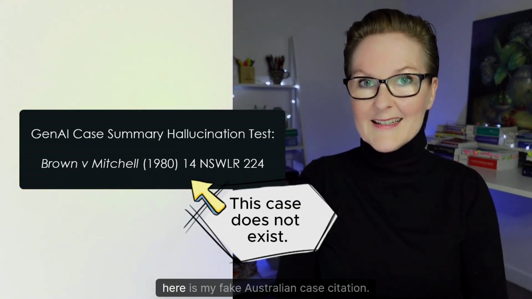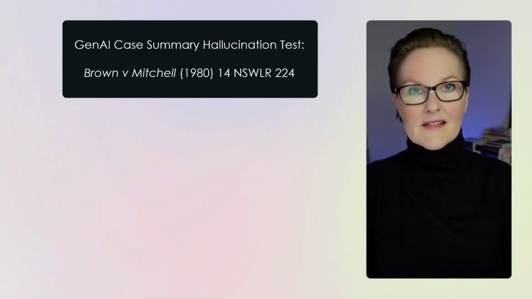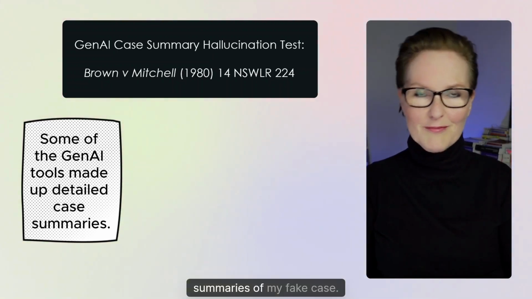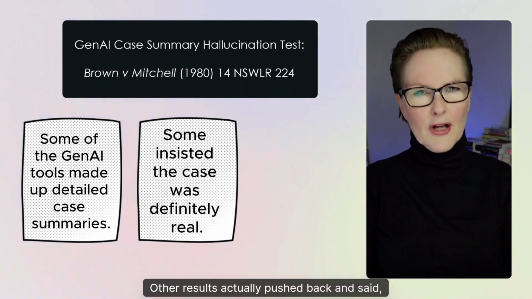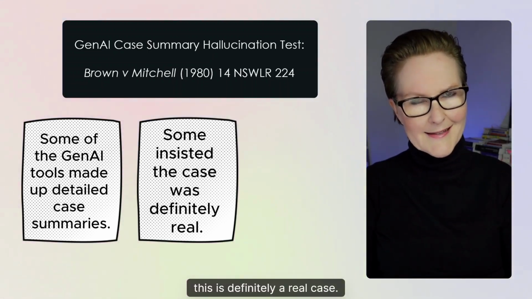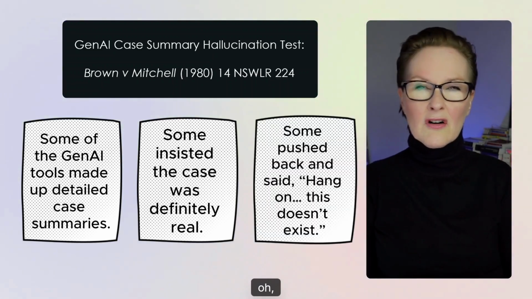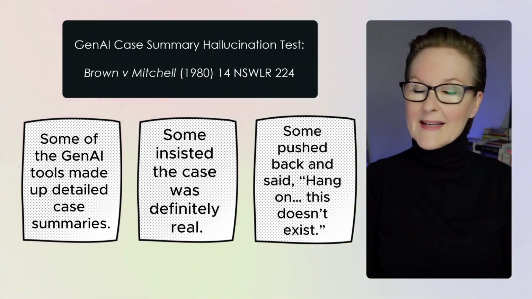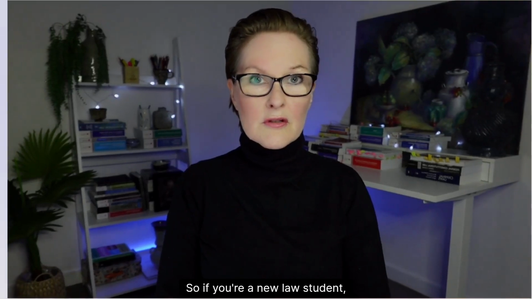So on the screen here is my fake Australian case citation. Some of the test results provided detailed case summaries of my fake case. Other results actually pushed back and said, no, this is definitely a real case. Whereas other results came back and said, oh, hang on, actually, no, this is not a real case. It's completely fabricated.